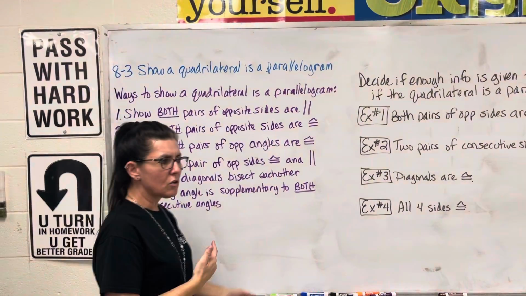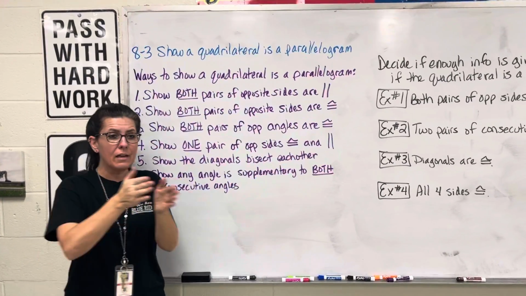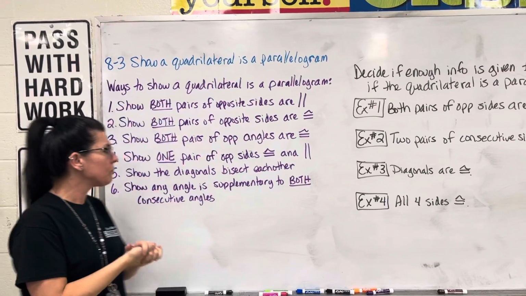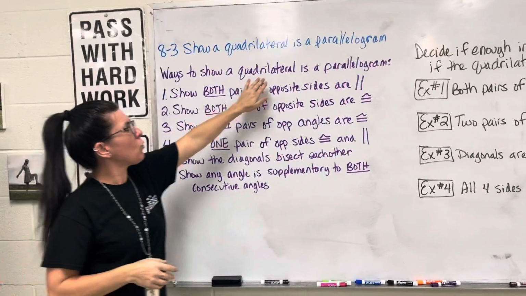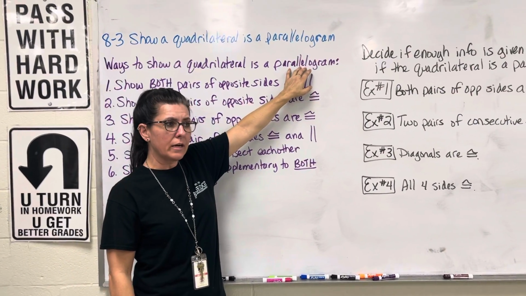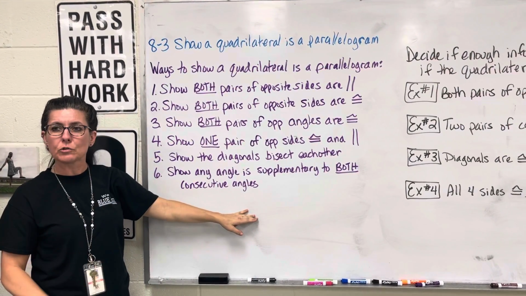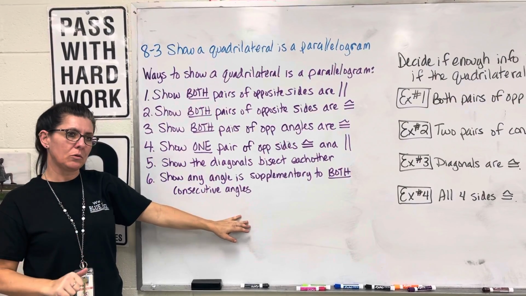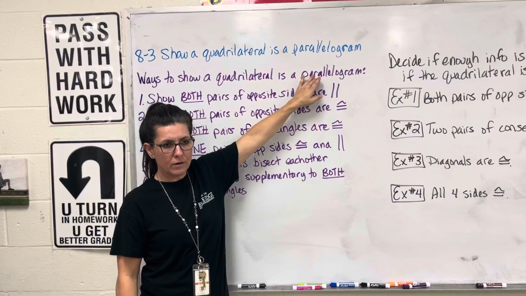So in a way, they go hand in hand. 8.2 is all about if you know it's a parallelogram, then we know that those red properties are true. This is a little bit different. This says if we know it's a four-sided figure, to show that it's a parallelogram, you have to know one of these situations is true. It is slightly different than what we just talked about with 8.2. So one of these has to be true in order to call it a parallelogram.